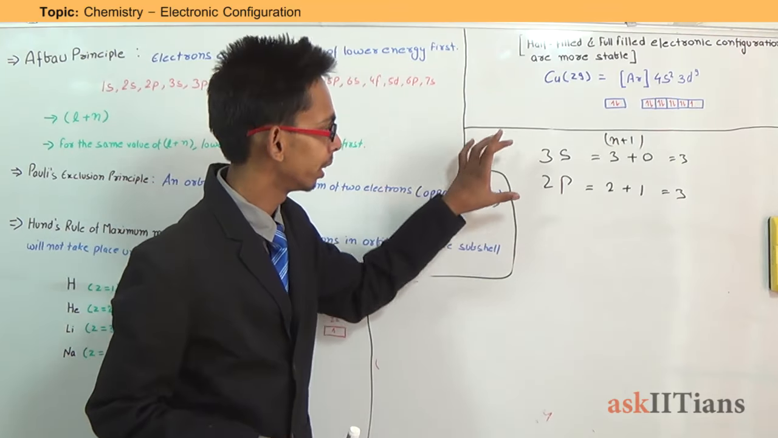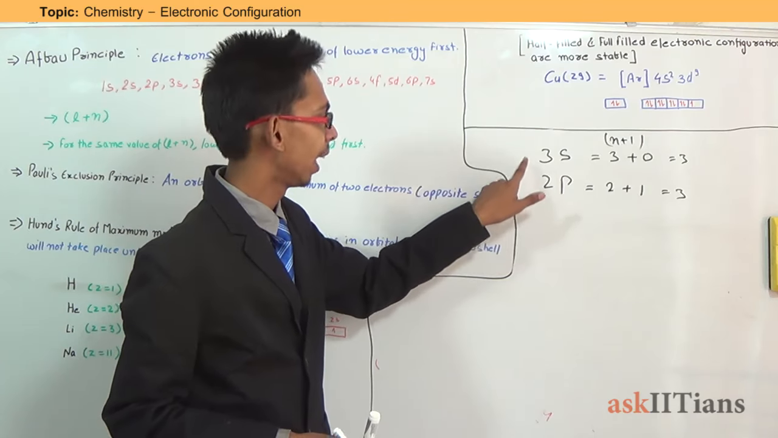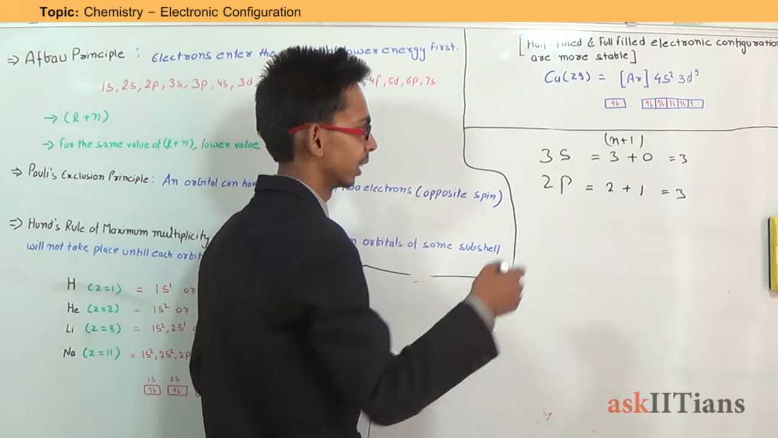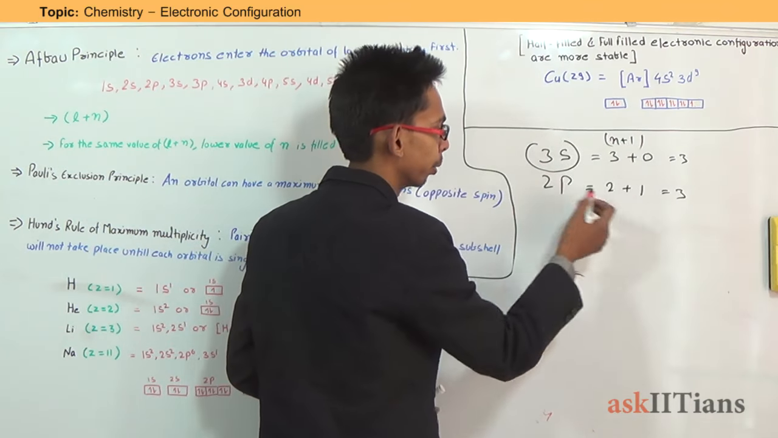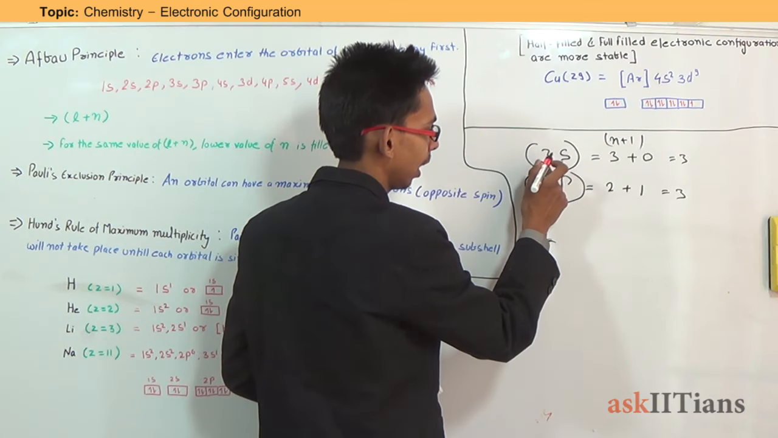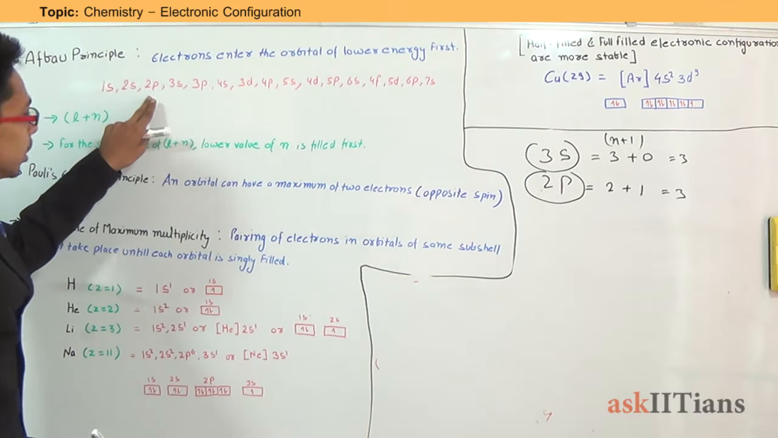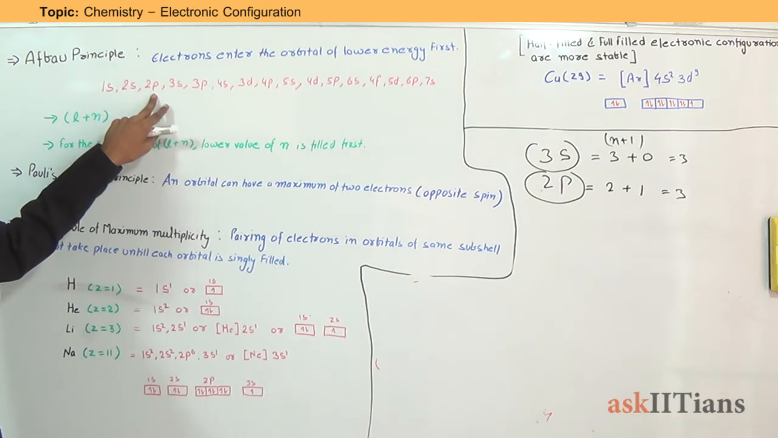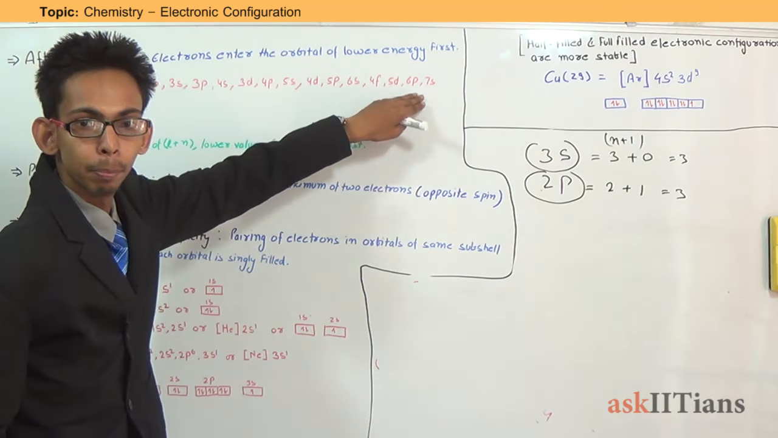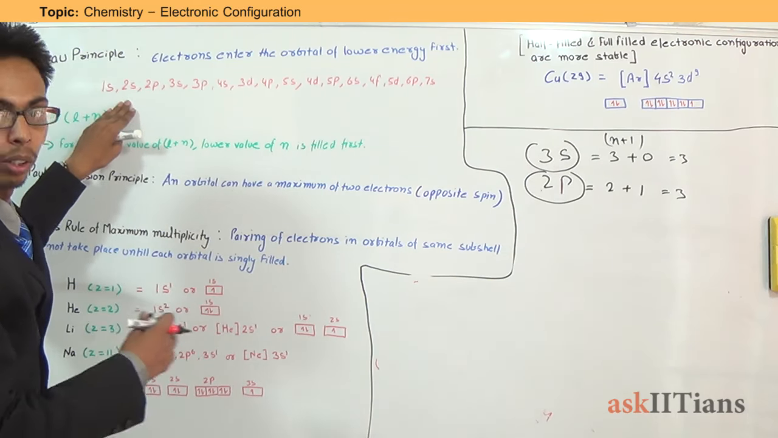In this case, we will look at the principal quantum number, that is the value of n. The one which has a higher value of n will be of higher energy. Because the n plus l value is the same for both, we look at the value of n, and the value of n for 3s is greater than for 2p. That's why 2p comes first and after that comes 3s in this order. This is a predefined order which we will use in order to write down the electronic configuration.